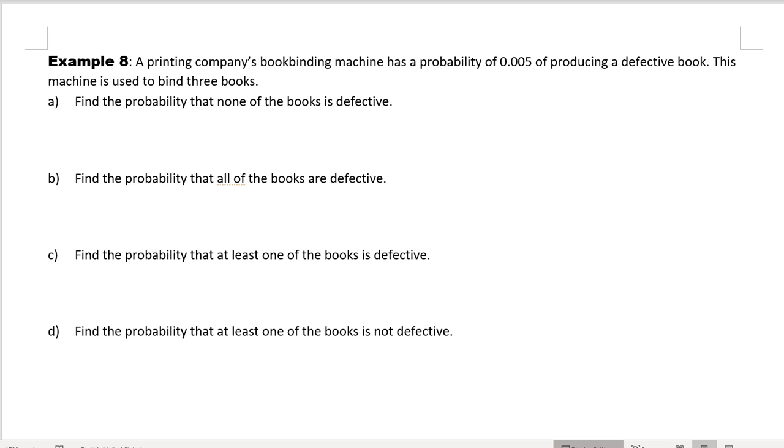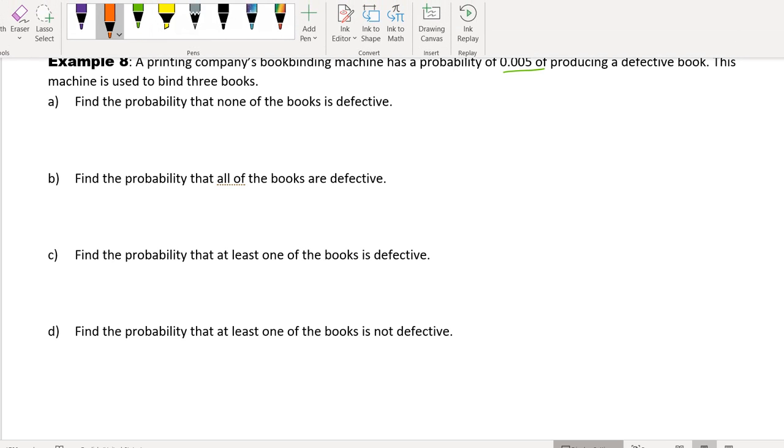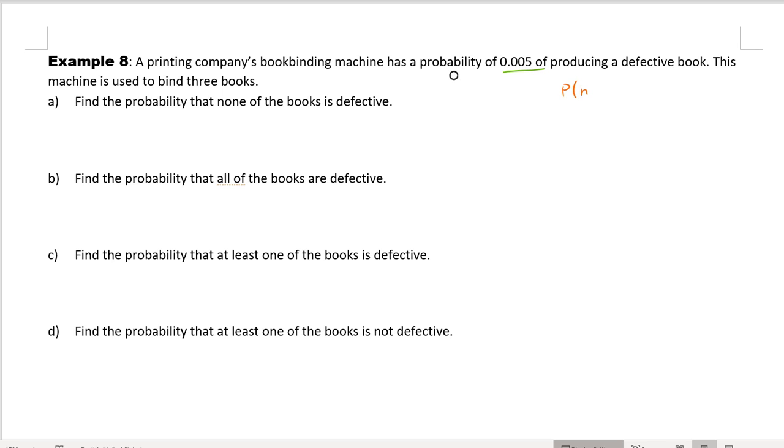Okay, so here the probability of defective is 0.005. Then the probability of not defective is 1 minus 0.005, which is 0.995. Then part A, find the probability that none of the books is defective. So we have 3 books, all of them are not defective. So that's why the probability is 0.995 cubed.